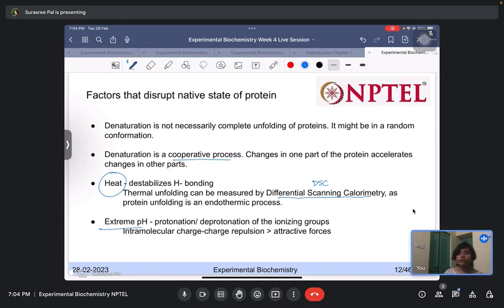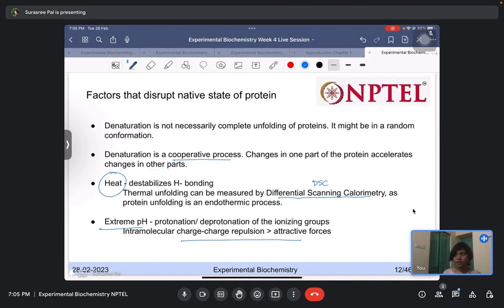So if suppose the pH is very low and all the amino acids exist in protonated forms, then there will be a repulsion of these positively charged amino acids, and this intramolecular charge repulsion will be higher than the attractive forces like the hydrogen bonds and other attractive forces. So of course if that happens, then the protein will be unfolded. The protein cannot maintain its structure in this kind of condition, right?